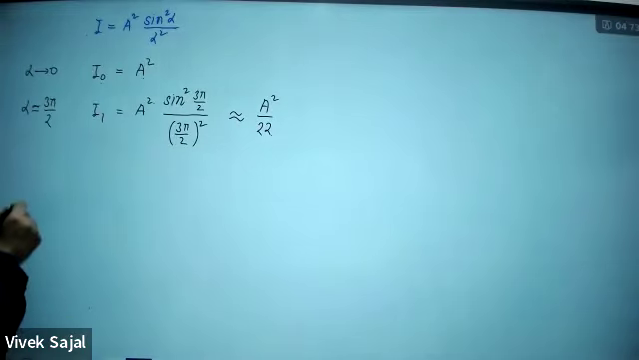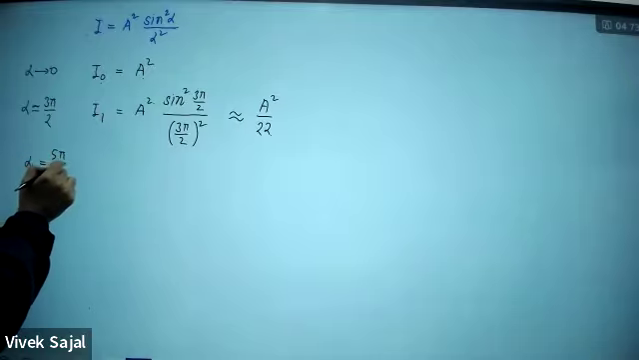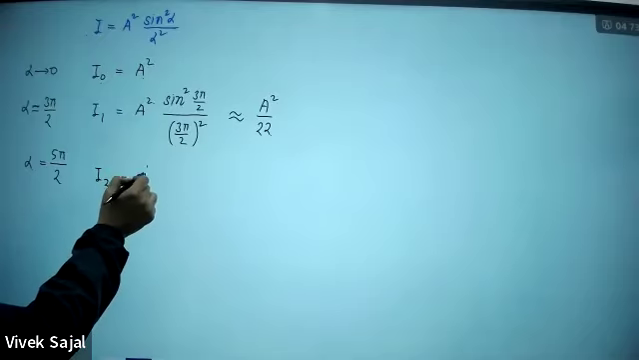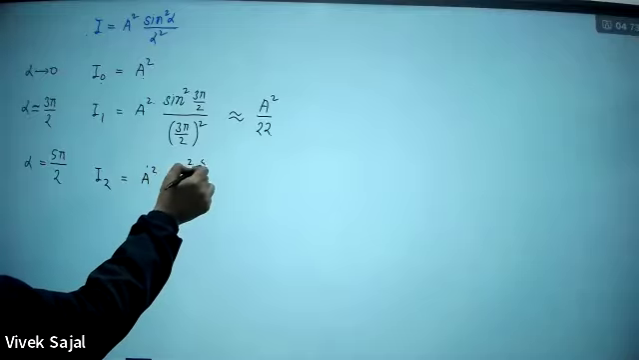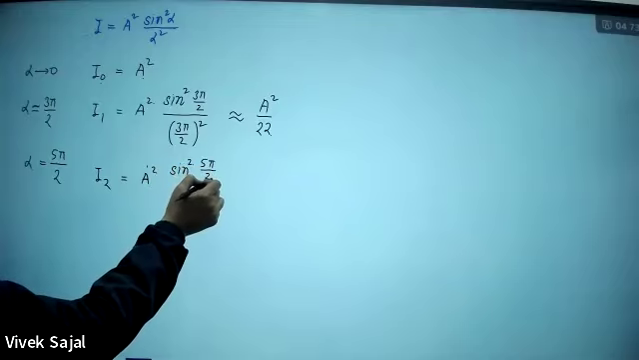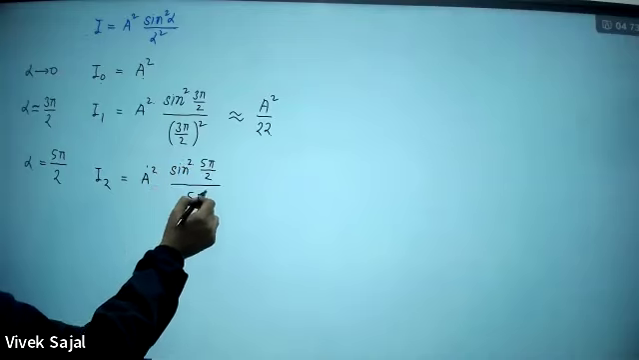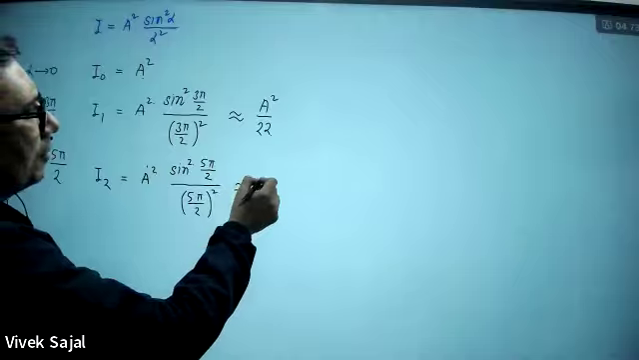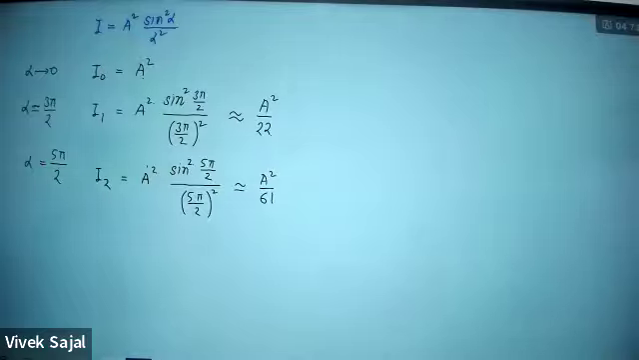Second order maxima will be at alpha equal to 5 pi by 2. So what will be I2? I2 will be A square sine square 5 pi by 2 divided by 5 pi by 2 whole square. So nearly it will be A square upon 61. How much will it be? This will be A square upon 61.